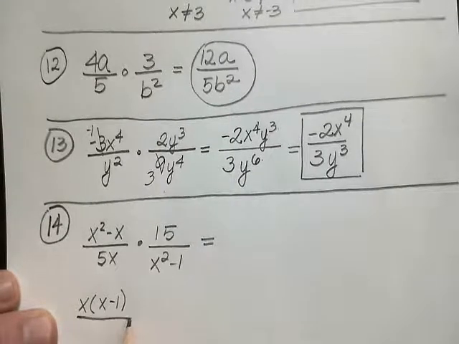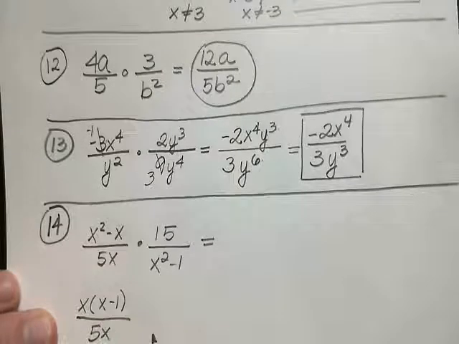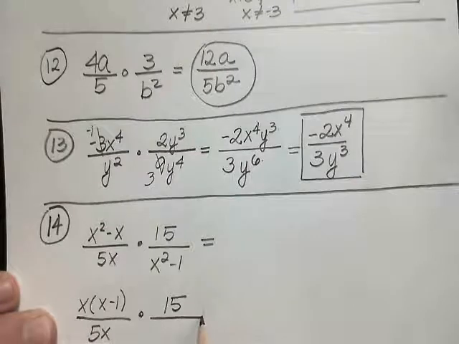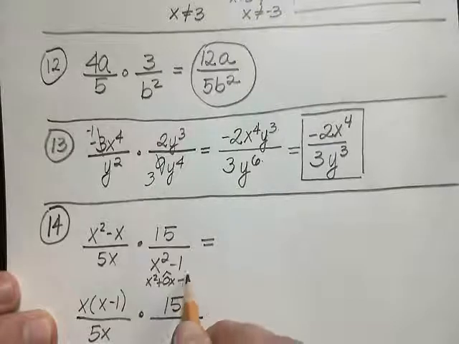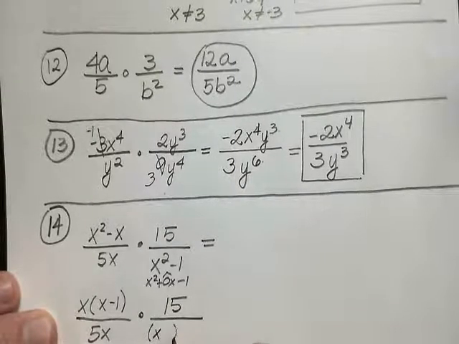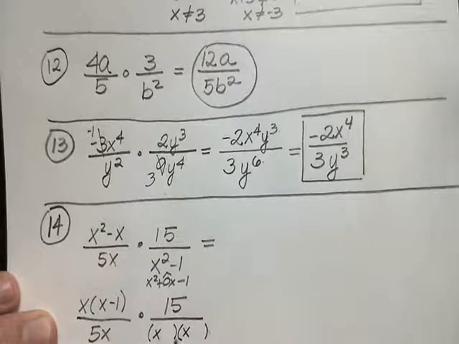On the bottom, there's nothing I can factor, so I just copy 5x. On the top, I just copy 15. And on the bottom, make sure I add a 0x, so this becomes x squared plus 0x minus 1. So, what are the numbers that give me 1? It's 1 and 1. So this would be positive and negative.